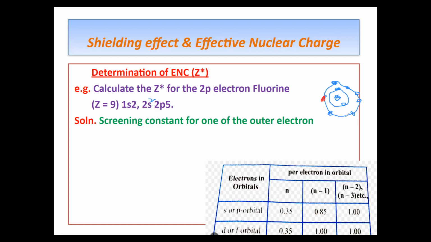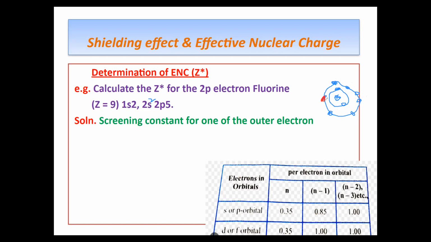Suppose this is 2s2, 2px, 2py electrons, these are the 5 electrons. So totally, just apply how many electrons are in the repulsions.